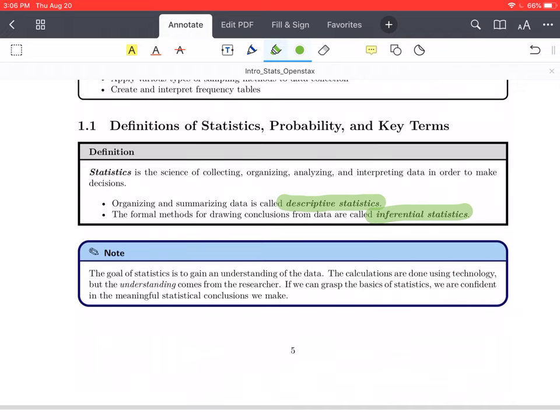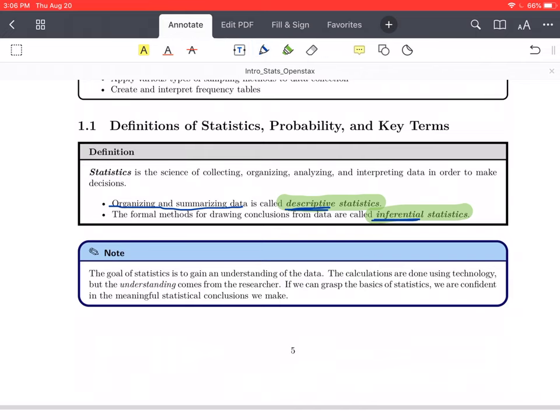The difference being, descriptive statistics, quite as they say, they describe the data that we've already seen. So organizing and summarizing that data, whereas inferential statistics makes inferences, it infers conclusions. Descriptive is talking about what we already have, the data, and inferential is using that to then try to draw some conclusions from it.